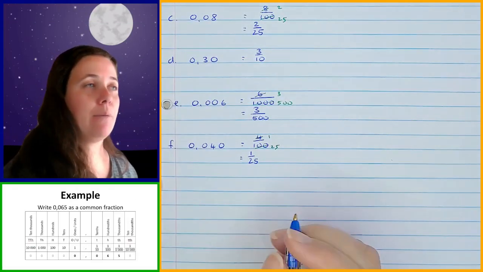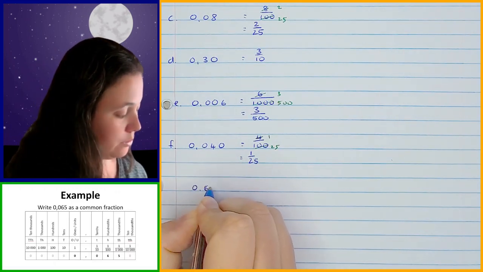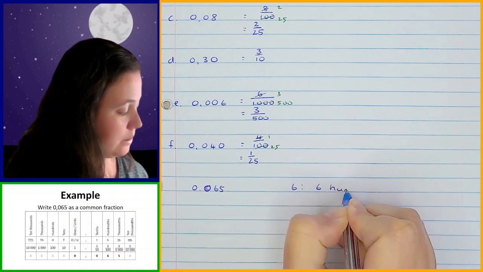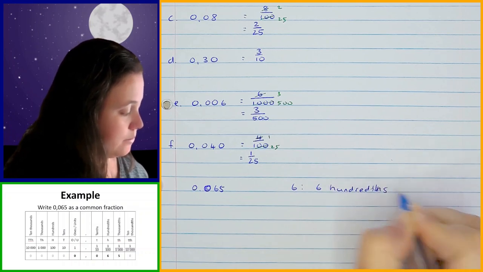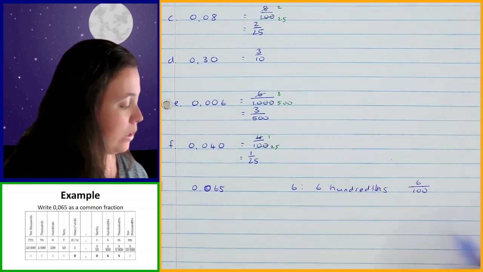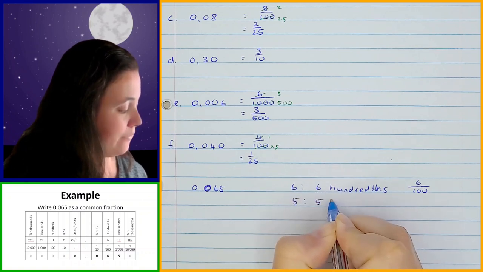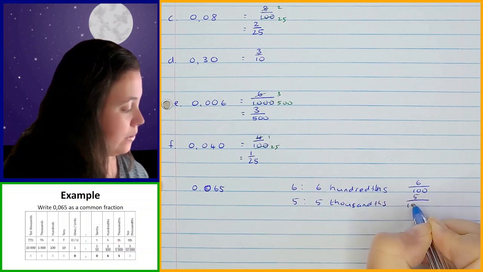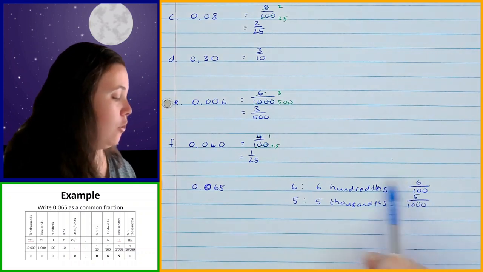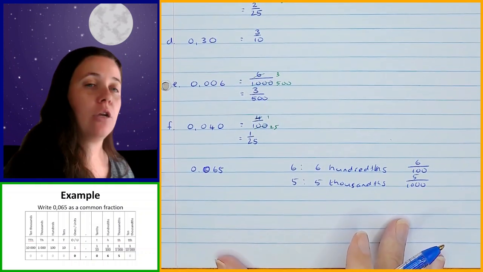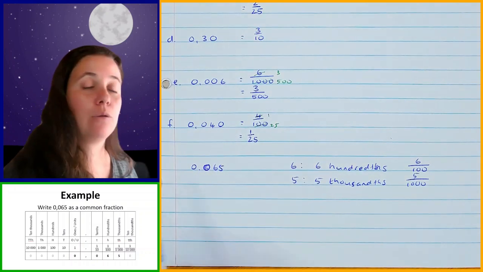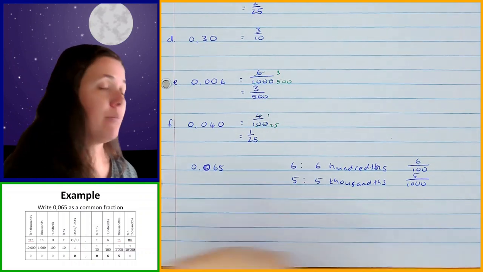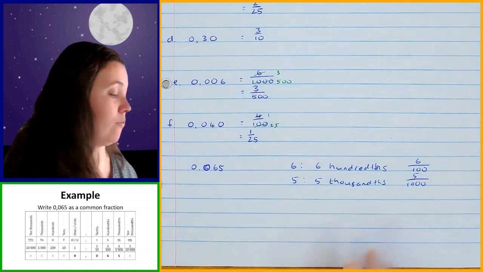So first, in my decimal fraction 0.065, the 6 is 6 hundredths, or 6 over 100. And the 5 is 5 thousandths, or 5 over 1,000. Okay, so that's the value of each of those digits. Now, there are two ways that I can convert this into a common fraction. I can do it a longer way, or I can do it a shorter way. I'm first going to show you the long way, but then I'm also going to show you the short way, and I'm going to be using the short way for most of what we do.